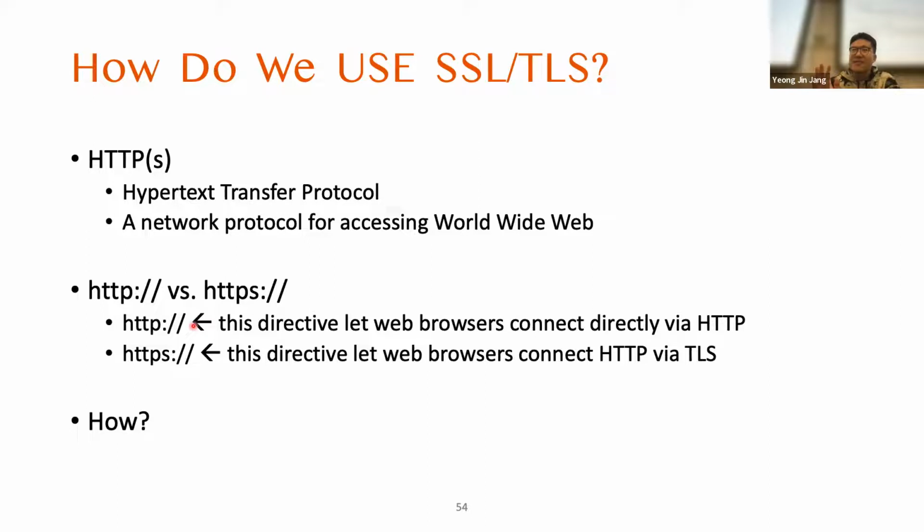So this directive means that your web browser will talk directly to the servers using HTTP. No encryption, no protection. But HTTPS means that the browser will use TLS to communicate HTTP. So they send the plain text HTTP message over TLS, not over regular TCP. And how can they do that? I emphasized transparency in the application, so please keep that in mind.